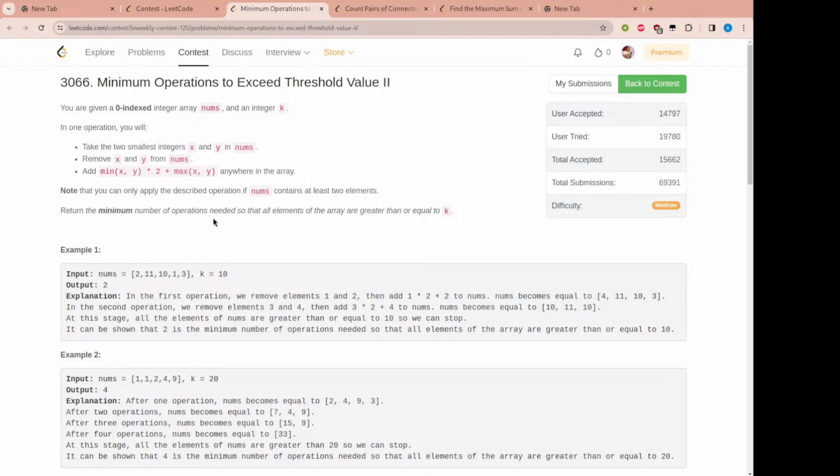The second problem says you are given a 0-indexed array nums and an integer k. In one operation, you take the two smallest elements x and y in nums, remove x and y from nums, and add minimum of x, y times 2 plus maximum of x comma y anywhere in the array. Note that you can only apply the described operation if nums contains at least 2 elements. Return the minimum number of operations needed so that all the elements of the array are greater than or equal to k.